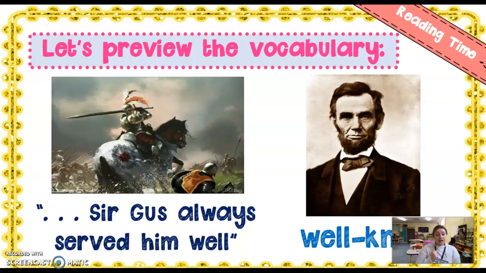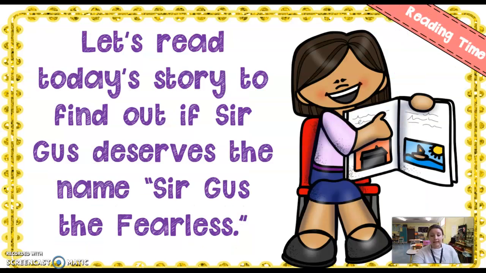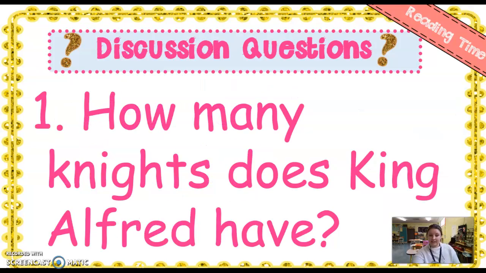The next one is a phrase. Sir Gus always served him well. That means that Sir Gus always did the best he could for King Alfred. And then the last one is well known. If someone is well known, it means that they are fully or widely known. We're going to read today's story to find out if Sir Gus deserves the name Sir Gus the Fearless.